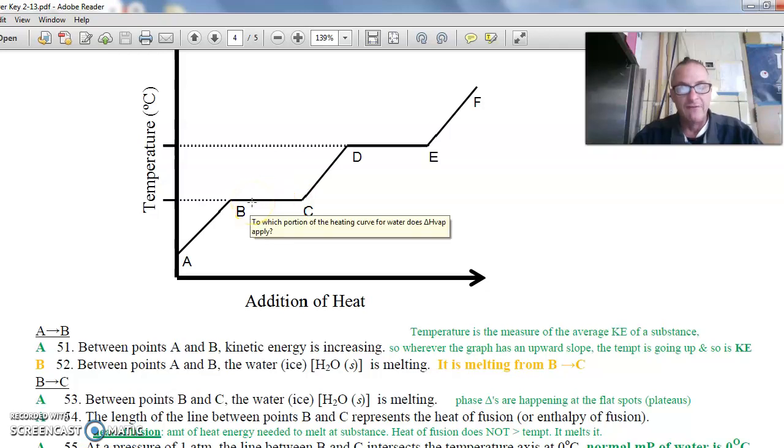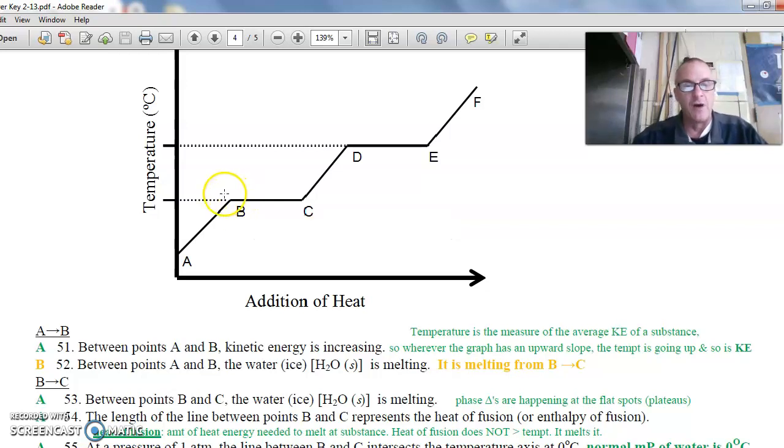Absolutely. If you remember from Unit 1, the heat of fusion is the amount of heat energy that has to be added to get it to go from solid to liquid, point B to point C. So that's what is being added right there. The length of the line BC is the heat of fusion, also called enthalpy of fusion.